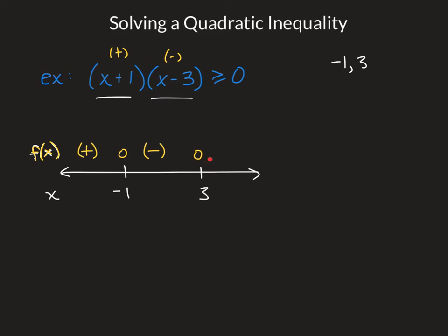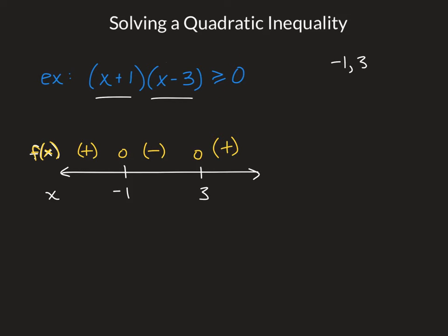Let's plug in a number greater than 3. Let's plug in the number 100. When we plug in that number, we will get a positive number here and a positive number here, and our total output will be a positive value. Now, why did we do that? We did all this because we want to know what types of numbers will give us that positive output. We care about the positive outputs because of this greater than or equal to 0. And those are positive numbers or 0.